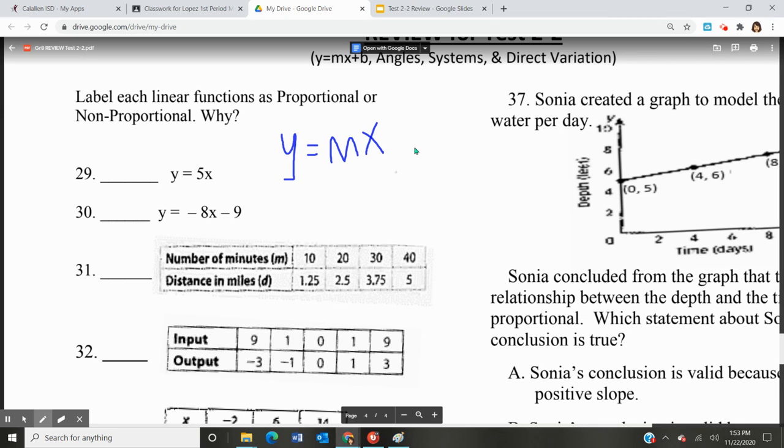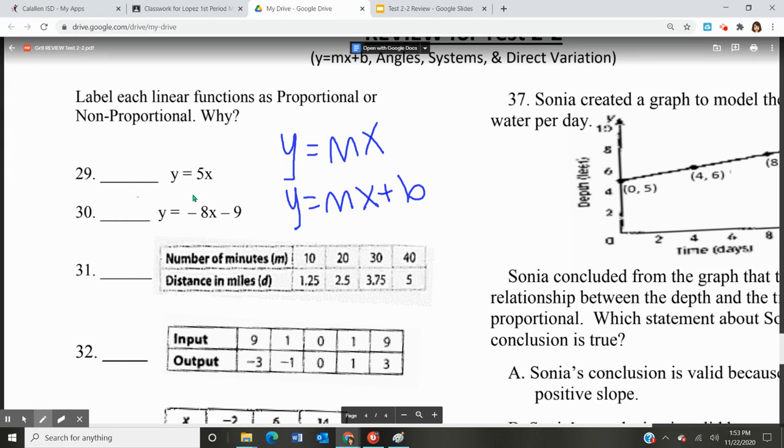So here there's only multiplication occurring. If I have a non-proportional equation, that's written in the form y equals mx plus b. Here you can see that the difference is that I have an addition sign. So the difference would be that there would be adding and subtracting occurring for a non-proportional equation.